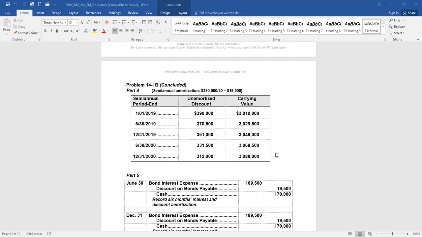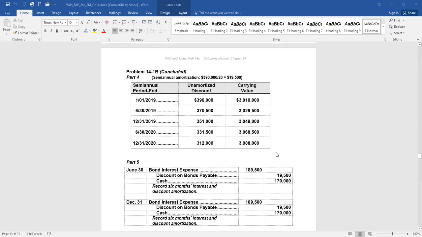On June 30th, if we were to find the carrying value, remember, each interest payment date, we're reducing the discount on bonds payable account. We're crediting it. So subtract 19,500 from that 390,000. Now you have $370,500. 3.4 million face value minus 370,500 unamortized discount gives us a carrying value of $3,029,500.